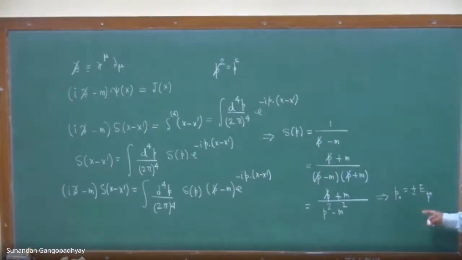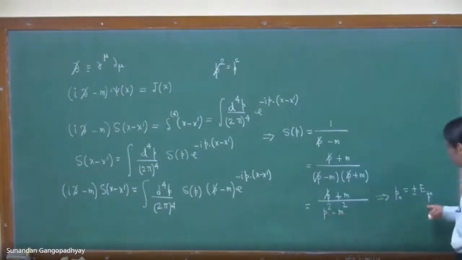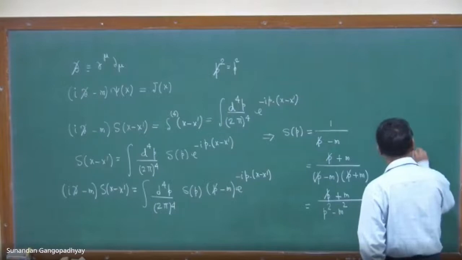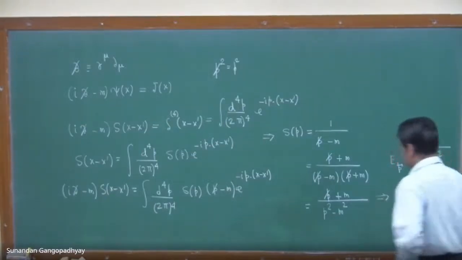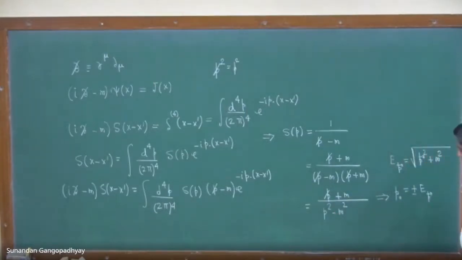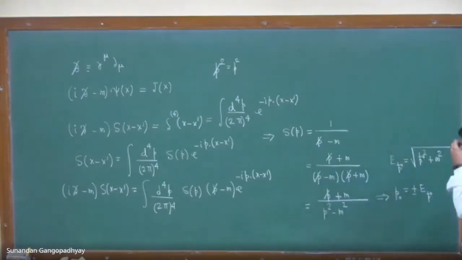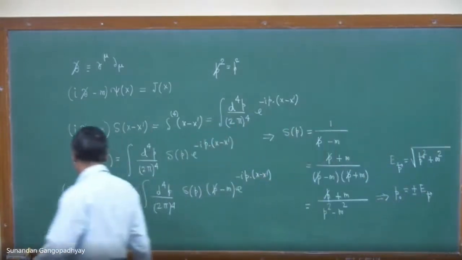So you can immediately see that the poles of this are at p0 equal to plus or minus E_p, where E_p is basically given by the square root of p-vector squared plus m squared. So you see that the same problem arises here also. You have the same problem of this function having poles at these points, just as we had in the case of the real scalar field propagator.